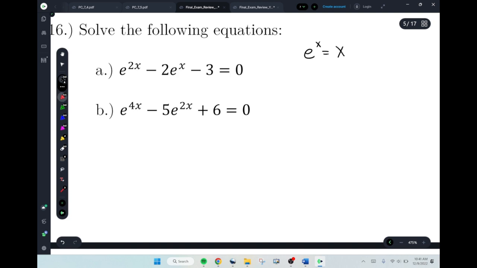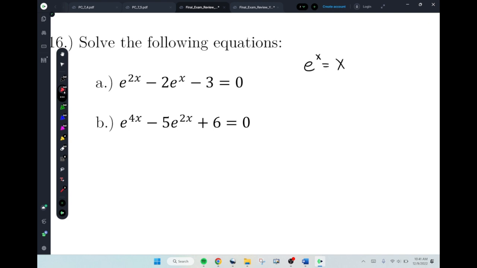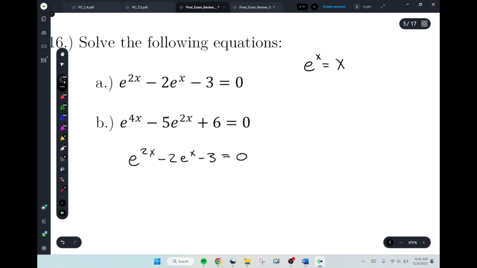So now I'm going to hop over here and say, this first one's the only kind of weird one. Right? Because where did they get that 2 from? How can we rewrite e to the 2x? Isn't that x squared the same thing as 2x?